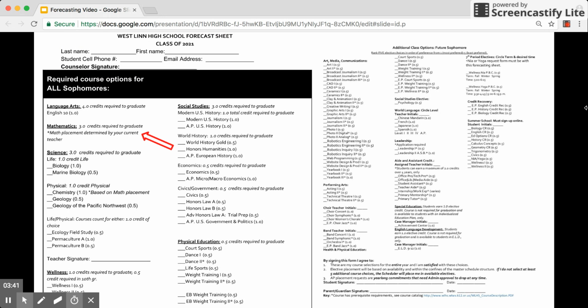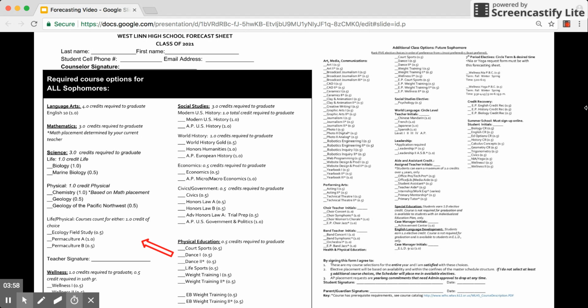It's important to note that math placements are determined by math instructors. Students can meet with their math instructor to talk about plans and hopes for math, but ultimately that decision is made by the math instructor, and that information will be shared with the counselor.